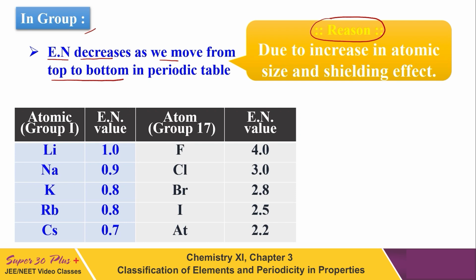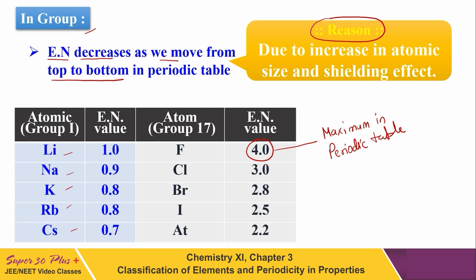For group first A, alkali metal and halogens, have a look at these values. Now in these values, you see electronegativity for lithium is 1, and for sodium, potassium, rubidium and cesium, it decreases continuously. Electronegativity for fluorine is 4.0, which is also maximum in the periodic table.